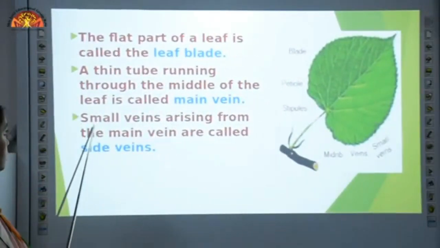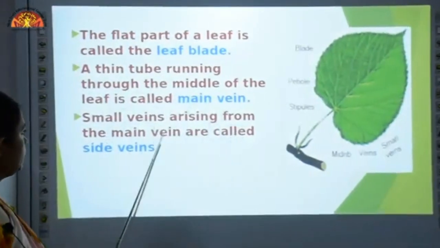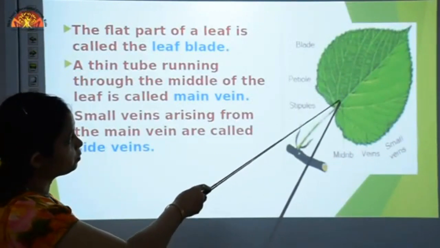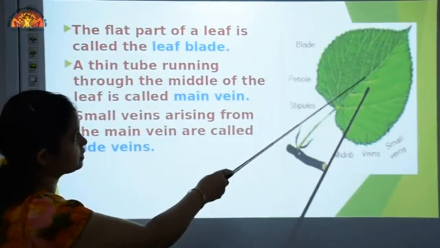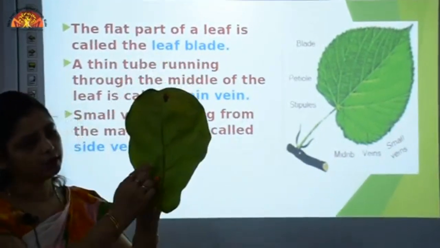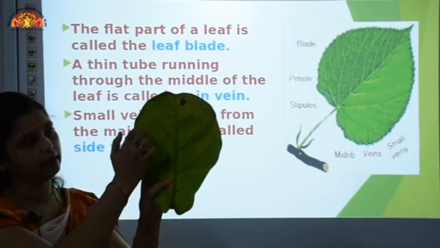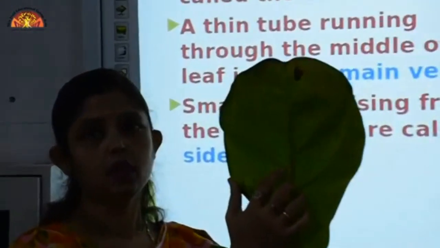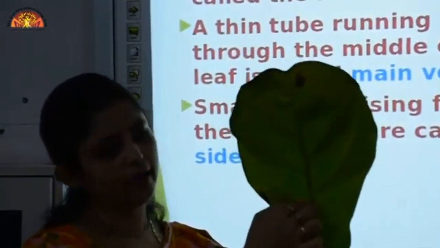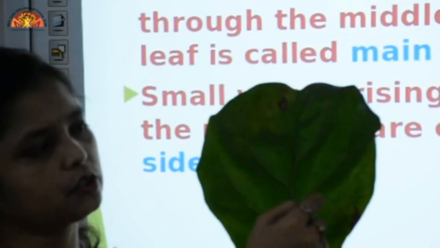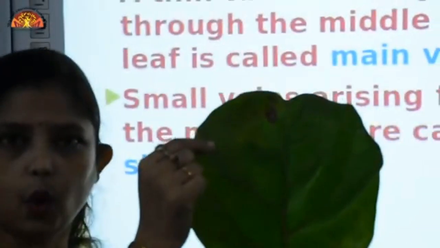Then small veins arising from the main vein are called side veins. You can see in the diagram that from this main vein so many thin branches are arising, which you can observe in the leaf also, that there are very small lines. All these lines are the small veins which are arising from the main vein. This is the main vein and there are several branches. Here also you can see these branches. These are the small veins.